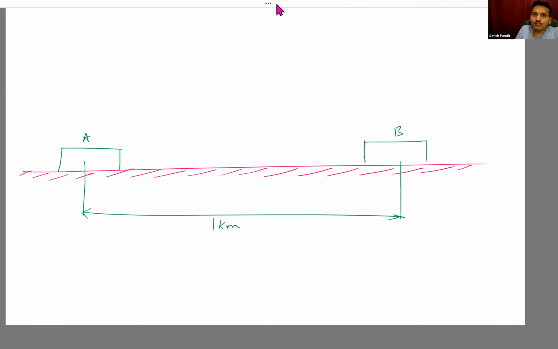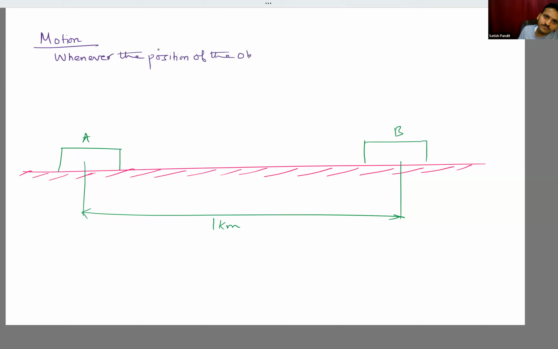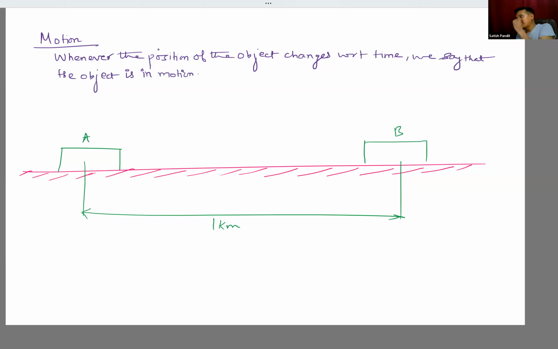I'll define it like this. Motion means, whenever the position of the object changes with respect to time, we say that the object is in motion.